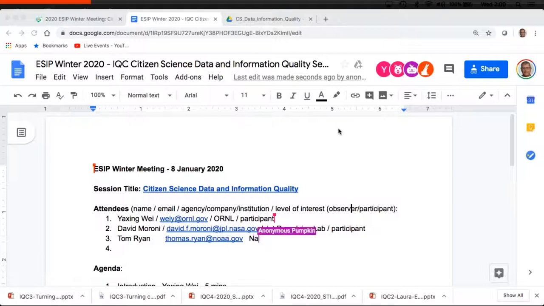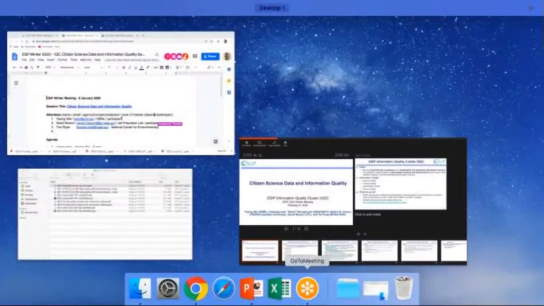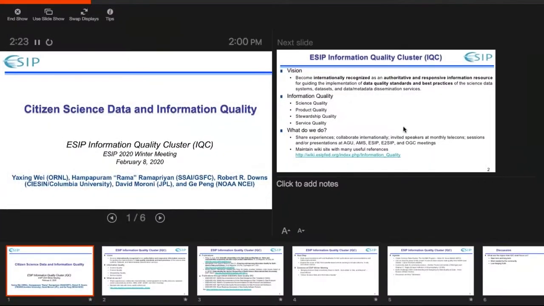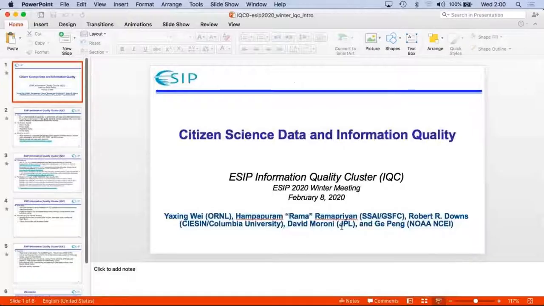This is Yaxin Wei. I'm from Oak Ridge National Lab. Actually, just a few days ago, I took over the chair role from Rama, who was the previous chair of the cluster. And also this year, we have a new co-chair, Bob Downs, who just stepped in from Columbia University. And Rama, David Moroni, and Ge Peng will continue to help our cluster as co-chairs this year.